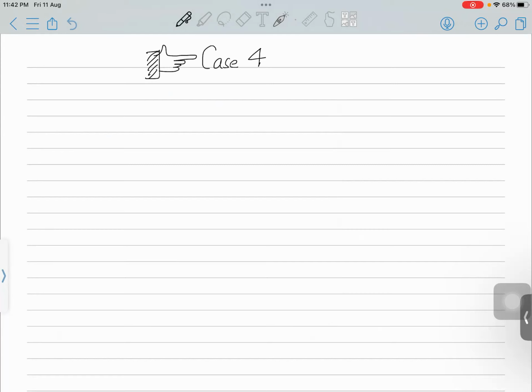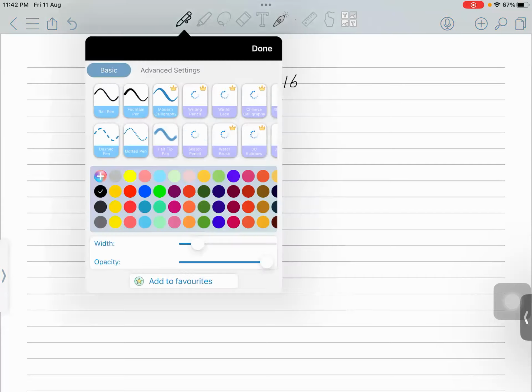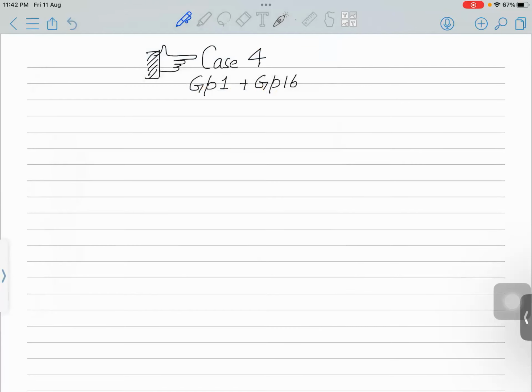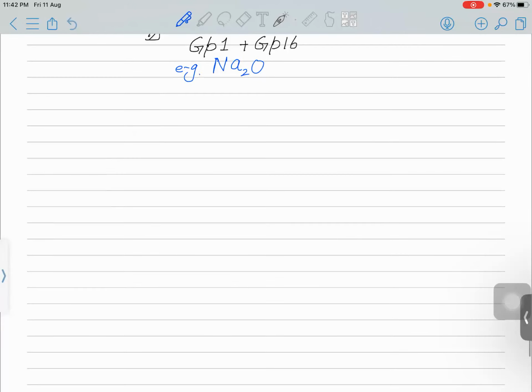Case 4. Group 1 plus group 16. Example is sodium oxide. Yes, Alia. Now help me out to solve this Na2O.